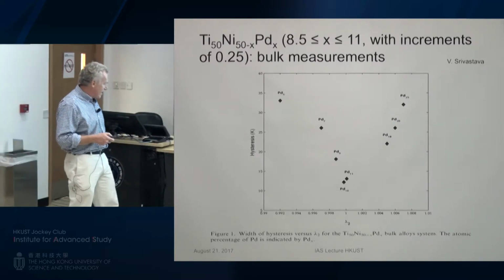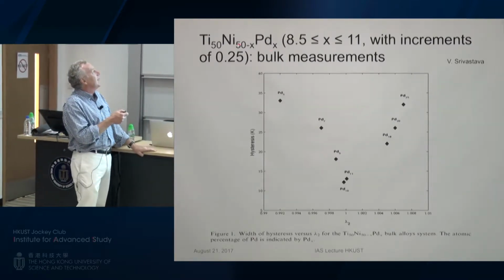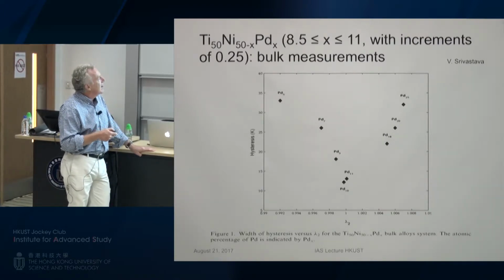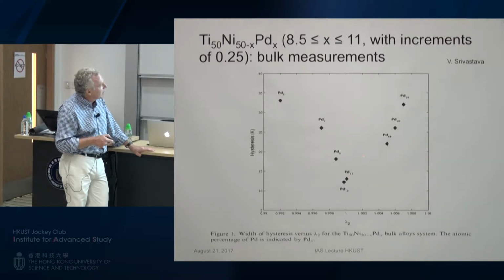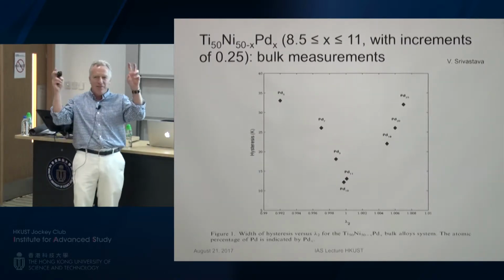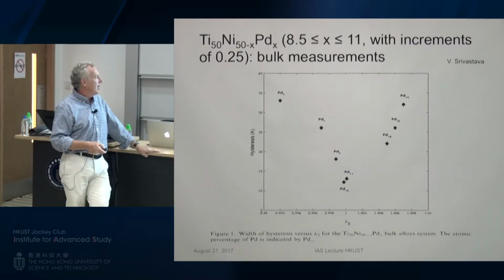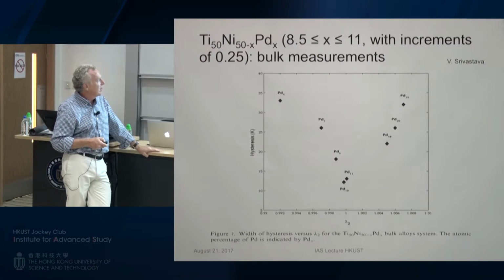So we took the nickel titanium palladium system, and this is bulk measurement. So this is not films, this is bulk. And you can see we changed composition. So you can see it's quite sensitive to composition. And in fact, we used to think that Pd11, so nickel, we're substituting palladium for nickel, so 11% palladium, we used to think that was the kind of lambda 2 equals 1 alloy and had hysteresis around 16 degrees.